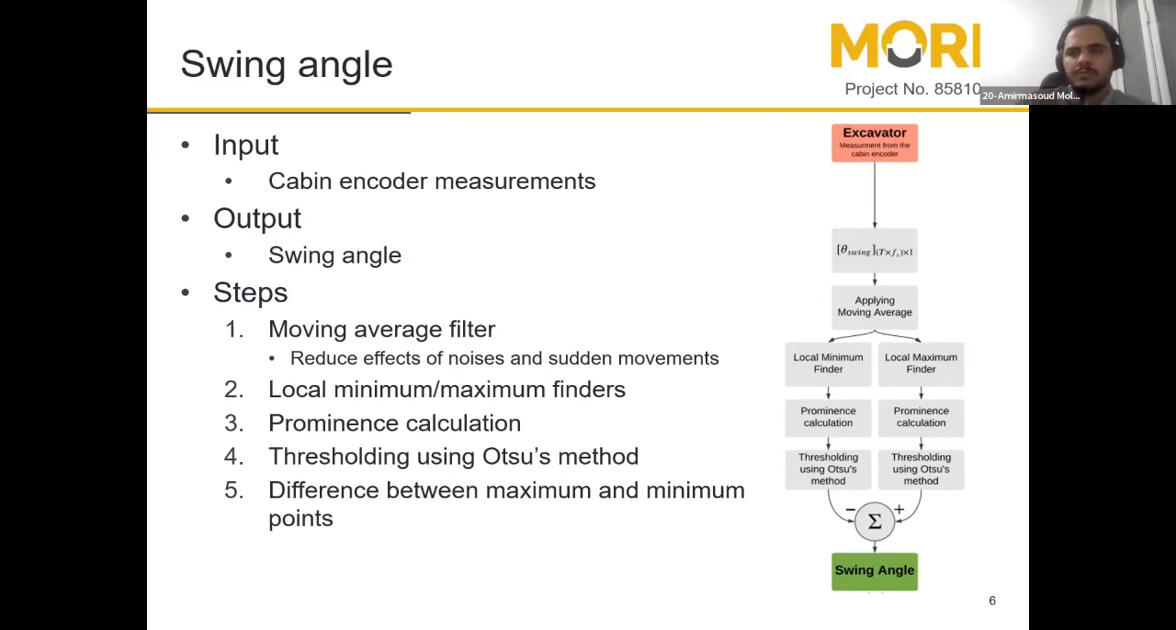This thresholding method works based on the prominence value. Finally, based on the difference between the local maximum and minimum points, we can calculate the swing angle of the excavator in the excavation operation.